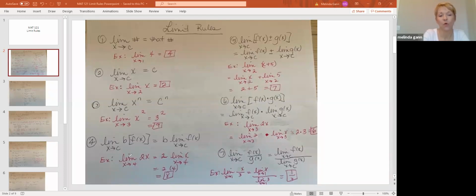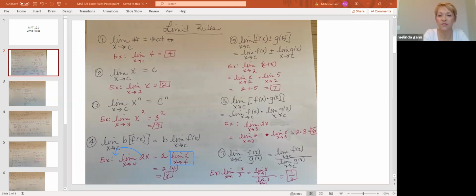So like this, what's the limit of 2x as x approaches 4? Now notice, that's like number 2, but that says the limit of x. It doesn't have a number in front of it. But if you've got a constant in front, you can take that constant and pull it in front. So I pull that 2 in front, and then this right here is just rule number 2, which says that that number gets put in for x. So the limit of x as x is approaching 4 is 4, and 2 times 4 is 8.